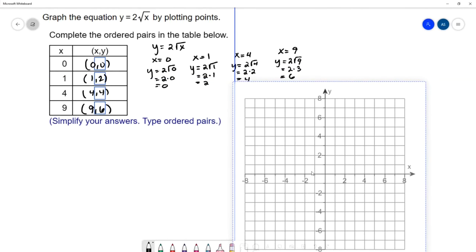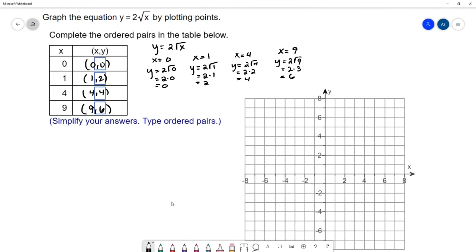And I'll plot the ordered pairs that we found: (0, 0), (1, 2), (4, 4), and (9, 6). This is the graph of 2 square root of x.